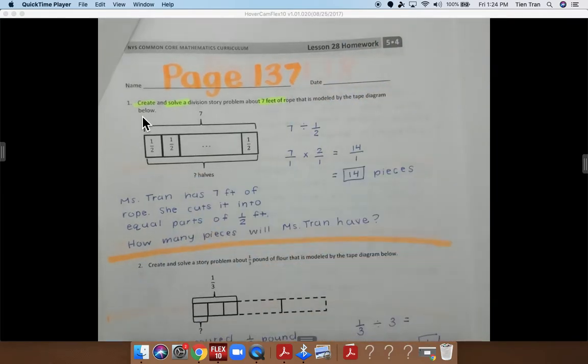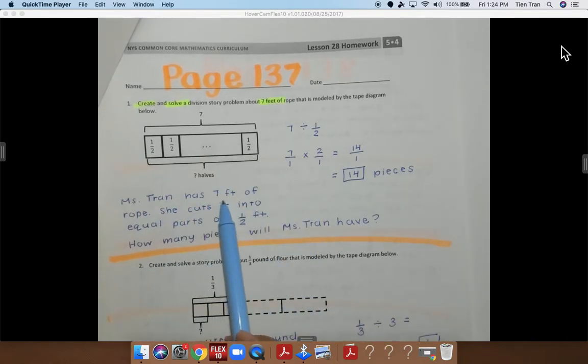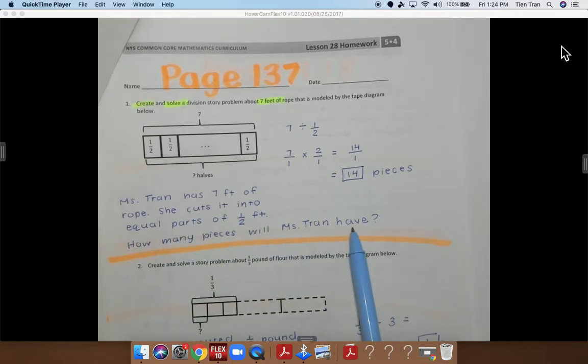So this is the one I decided to do. You can have your own. It could be completely different and that's fine. So what I have here is Miss Tran has 7 feet of rope. She cuts it into equal parts of 1/2 feet. How many pieces will Miss Tran have?